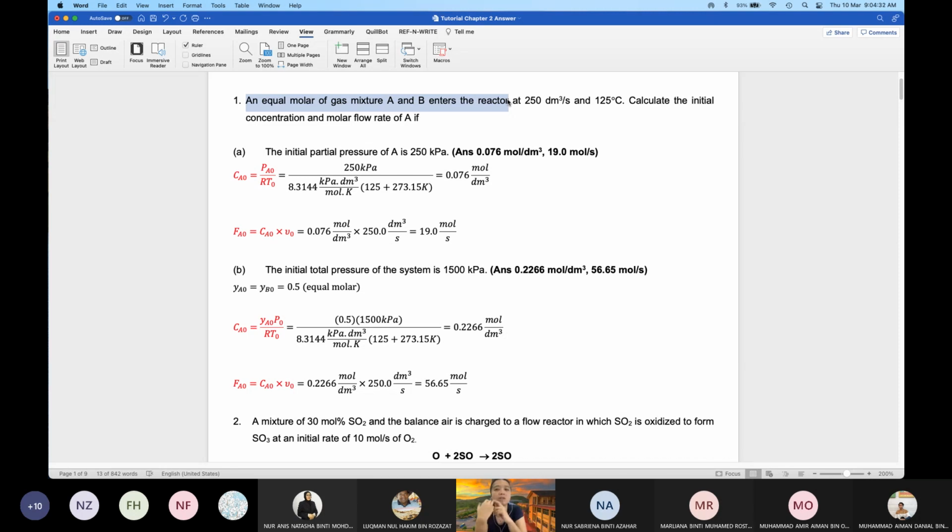So there's a few pieces of information that you need to understand. First, it enters the reactor. Second, it consists of two reactants, A and B. Third, it is gas phase. Both are in gas phase. And fourth, it says equal molar. Equal molar means they are entering the reactor in equal molarity, or we can also say concentration. We do not know what this concentration is. It can be 1 molar to 1 molar, 2 molar to 2 molar, 3 molar to 3 molar. We don't know the actual concentration, but we do know they are equal in concentration.